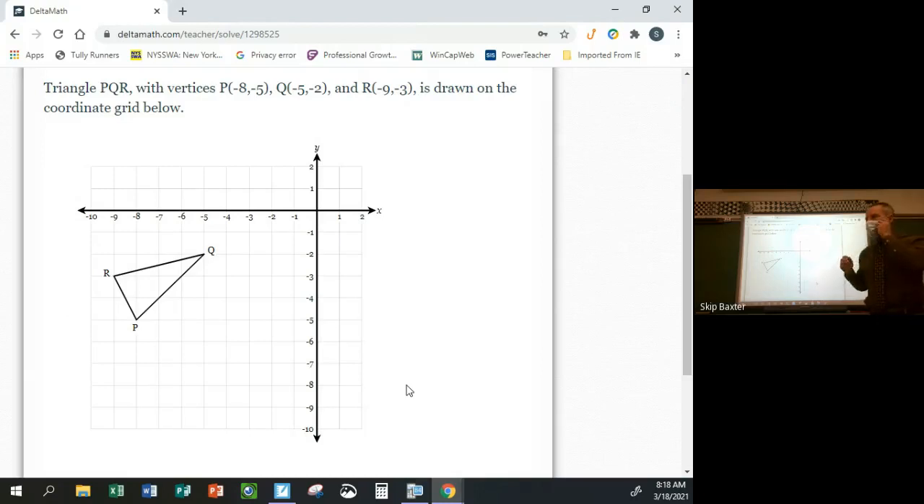All right. So it's a Delta Math assignment, and it's just called area of a triangle on a coordinate grid. And the IXL assignment is from Tuesday, area of parallelograms and triangles.